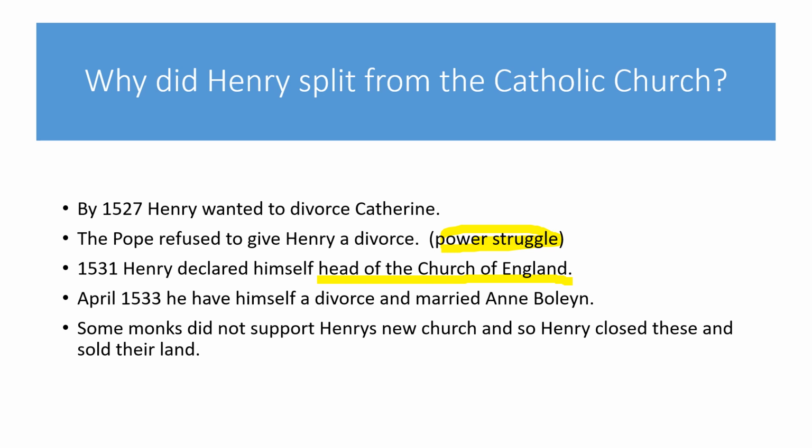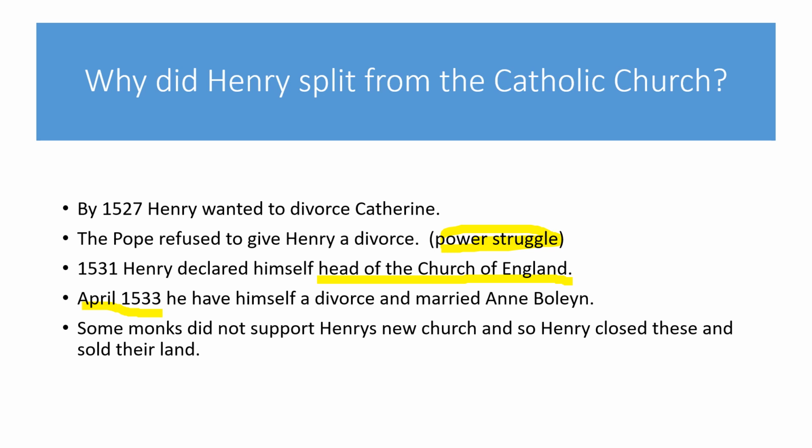And the Pope was furious, as you can imagine. He was not happy. And then in April 1533, he gave himself a divorce and he married Anne Boleyn. And he was pretty happy. Anne Boleyn was pregnant before they even got married, and she gave birth to a girl. So obviously Henry wasn't particularly pleased.